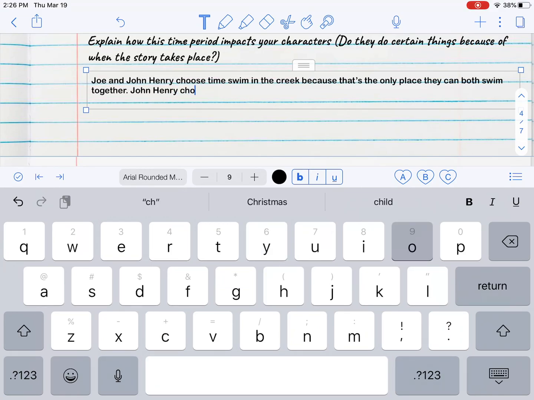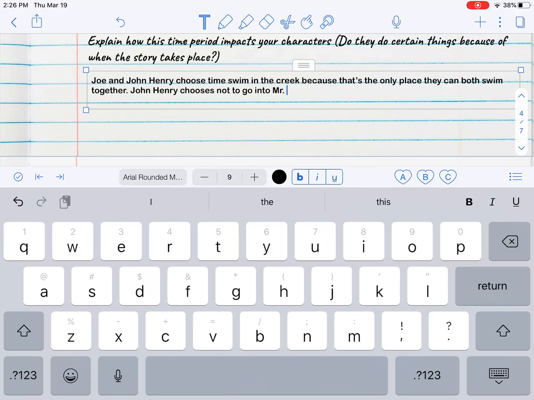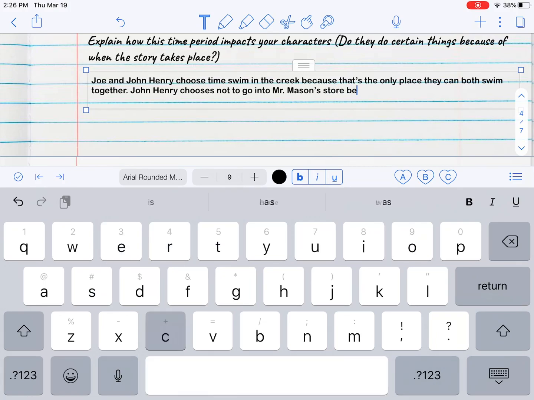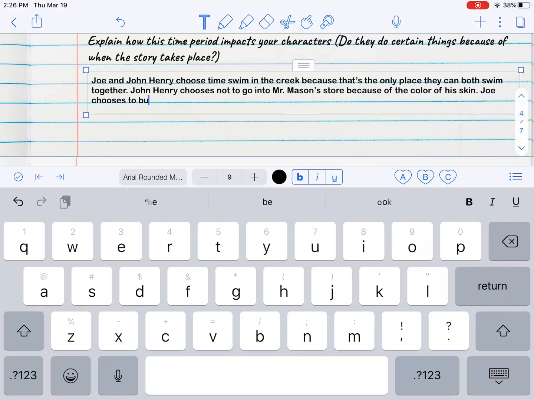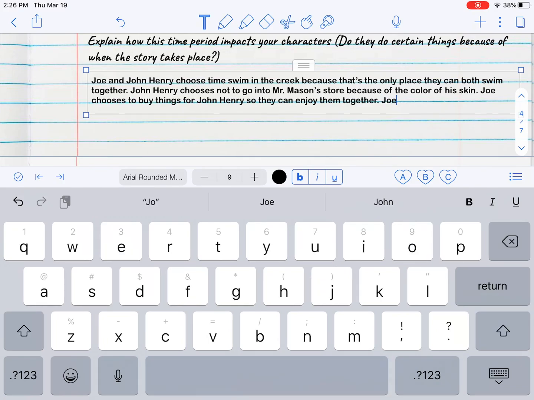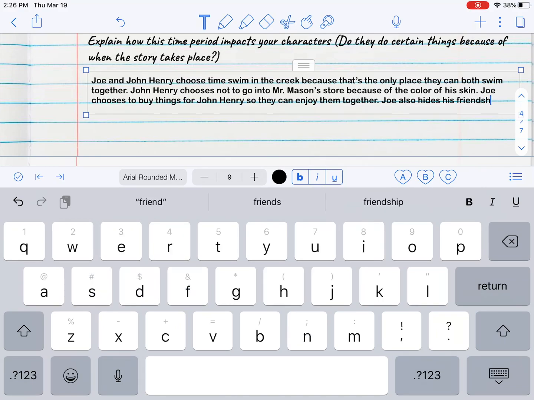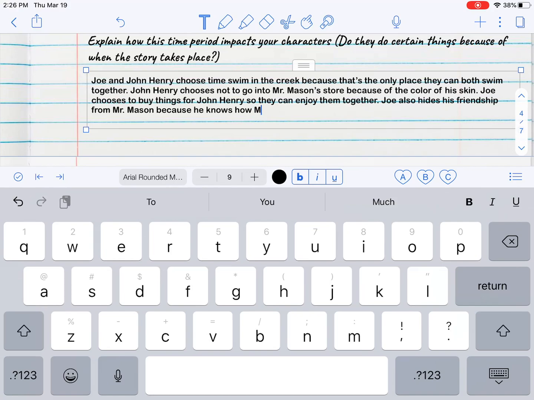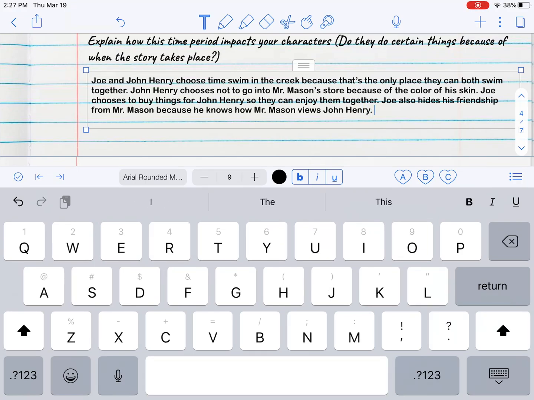John Henry chooses not to go into Mr. Mason's store because of the color of his skin. Joe chooses to buy things for John Henry so they can enjoy them together. Joe also hides his friendship from Mr. Mason because he knows how Mr. Mason views John Henry. So these are all things in the story that are happening because of this time period.